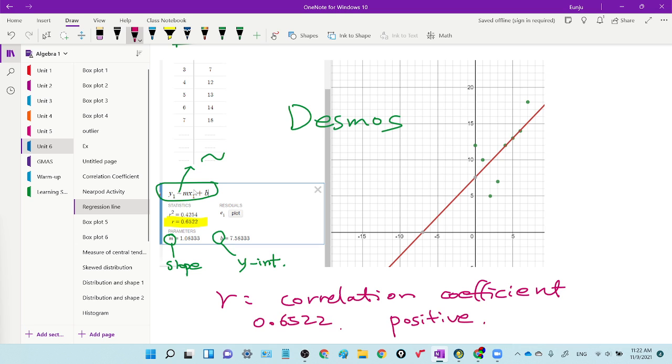Is it strong or weak? It's not that strong, it's not that weak, right? So I can say moderate. Moderate positive relation between X and Y. That's how we use Desmos for correlation coefficient and best fit line. And this is how you type on the scatter plot. To graph a scatter plot, you can use Desmos, okay?